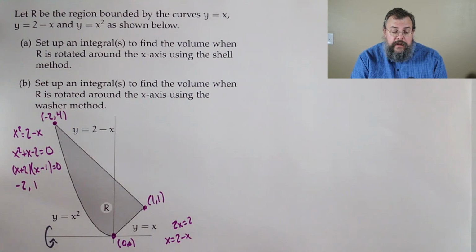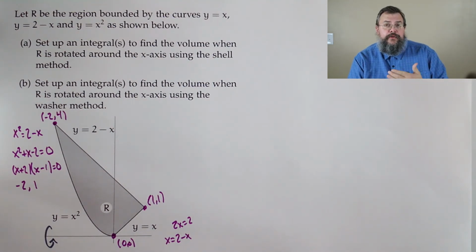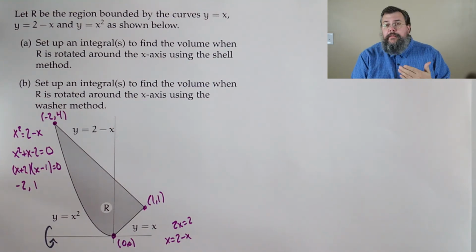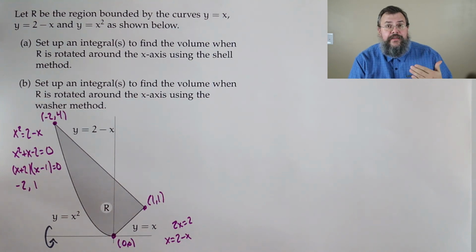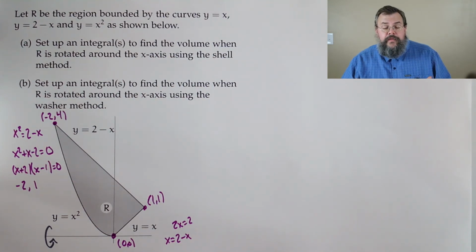So let's start with part A. We're trying to set up an integral where we go around the x-axis and we're going to use the shell method. So we first have to make a decision. Are we integrating with respect to x or with respect to y? And what we mean by that is how are we slicing? So this problem really is going to ask us to do it in two different ways. So let's think about how we could figure that out.